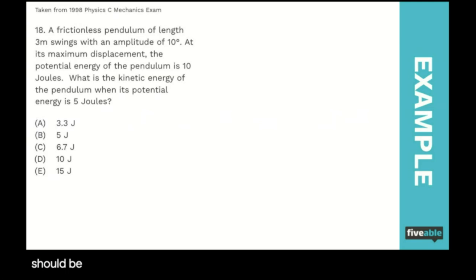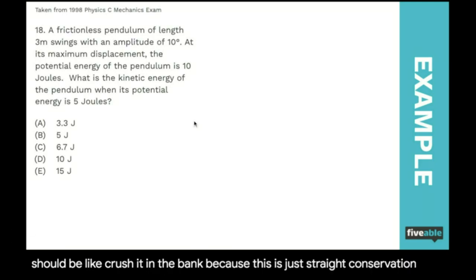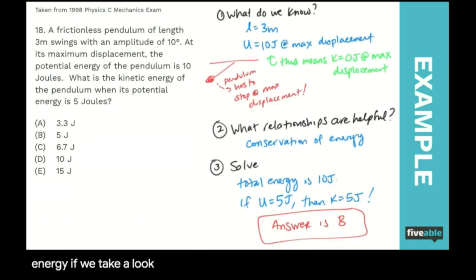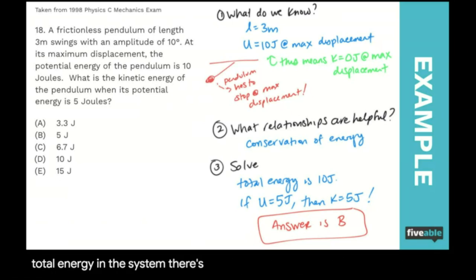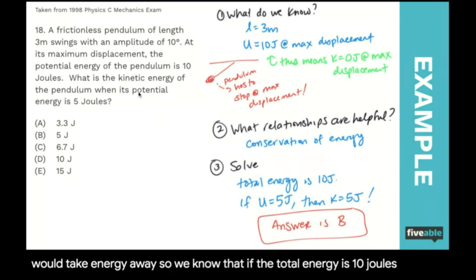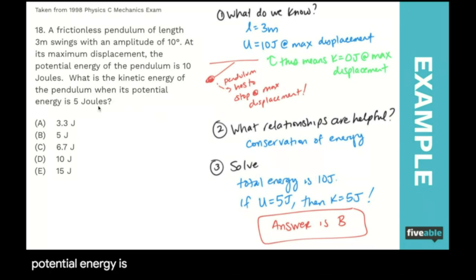This one should be a crush it in the bank, because this is just straight conservation of energy. At the max displacement, the pendulum is going to stop. When that happens, all of the energy is potential energy. So this 10 joules is the total energy in the system. There's no friction or force that would take energy away. So if the total energy is 10 joules and the potential energy is 5 joules, then the kinetic energy also has to be 5 joules.